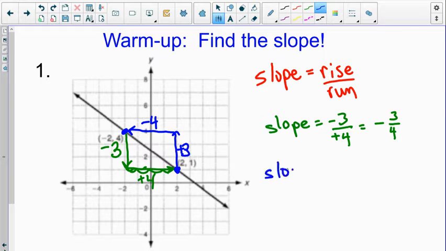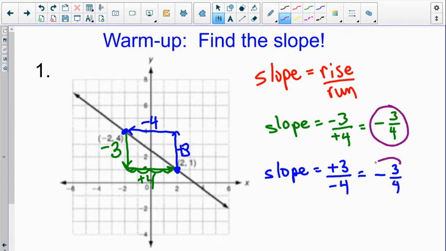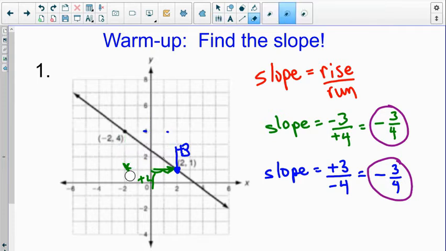So if I look at my slope as the ratio of those two values, I have my rise, +3, over my run, -4. Anytime I am dividing a positive and a negative number in any order, I know that I have a negative overall value. So either way, you have the exact same slope of the line. It is -3/4.